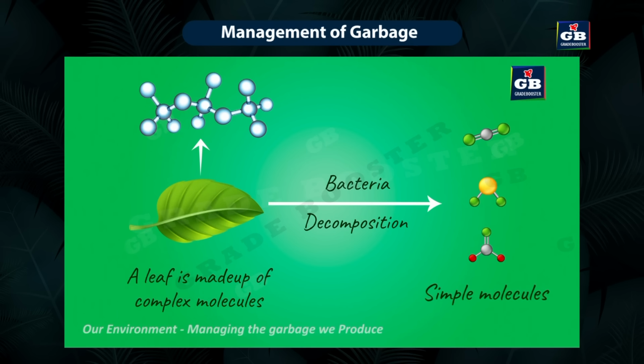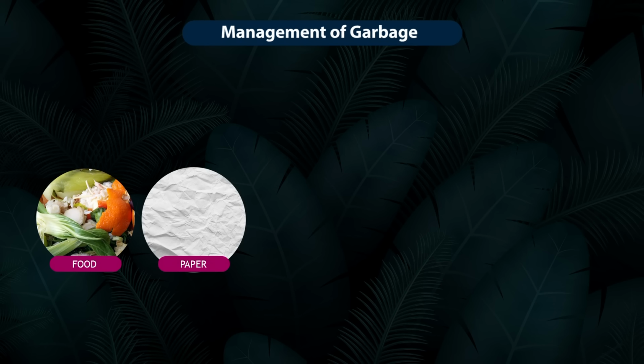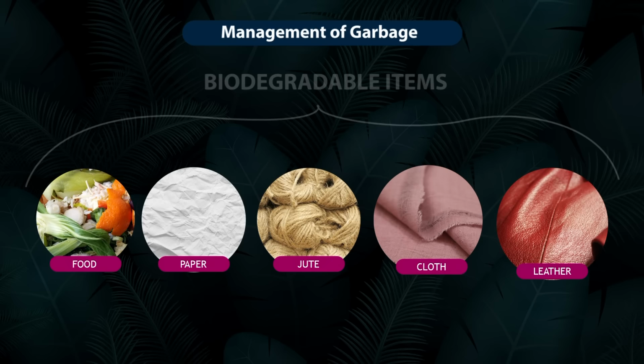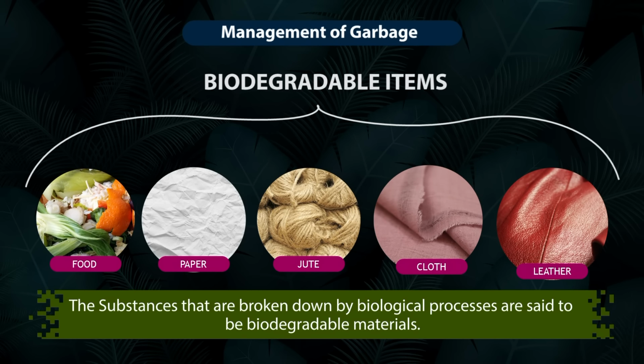They can also decompose the things that are made with plant or animal ingredients like food, paper, natural fiber, clothes, leather, etc. So these kinds of substances are called biodegradable materials. The substances that are broken down by biological processes are said to be biodegradable materials.